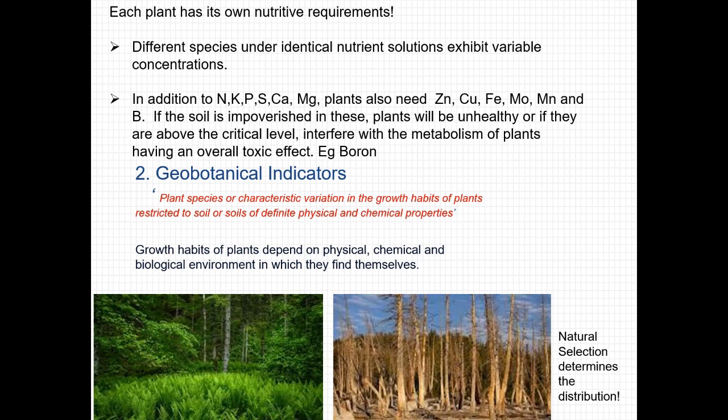Okay. In the next lecture, we will talk about geobotanical indicators. We'll look at some geobotanical indicators for groundwater, for hydrocarbons, and then ores.